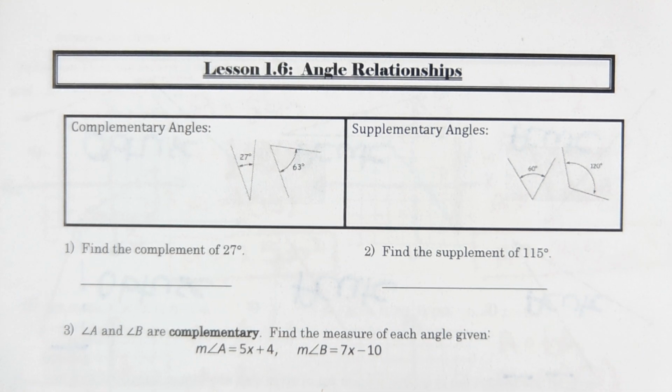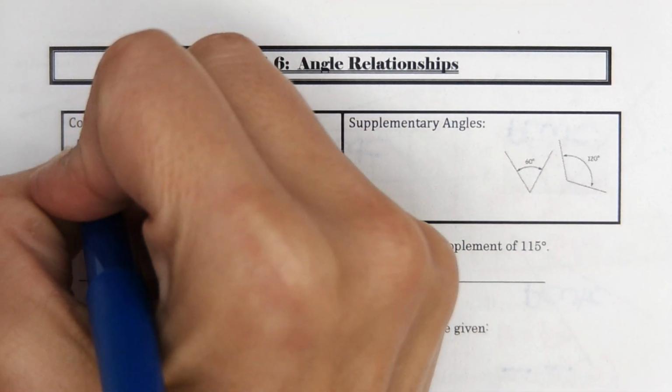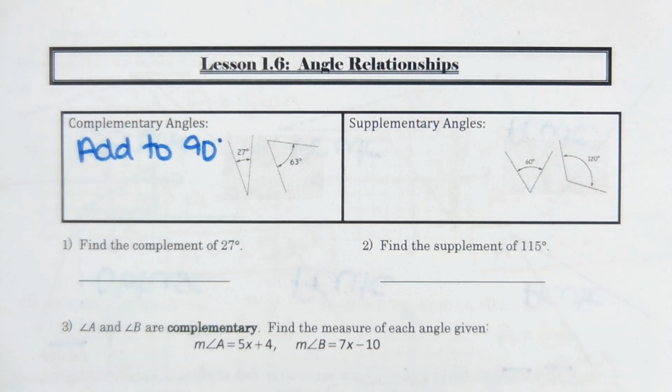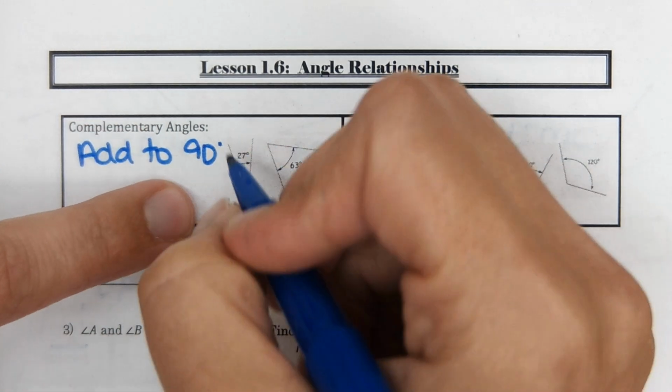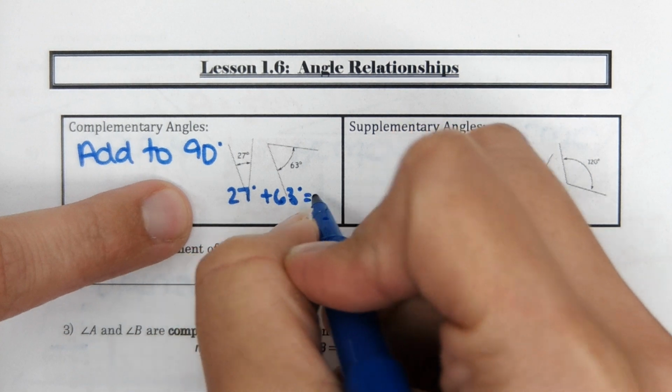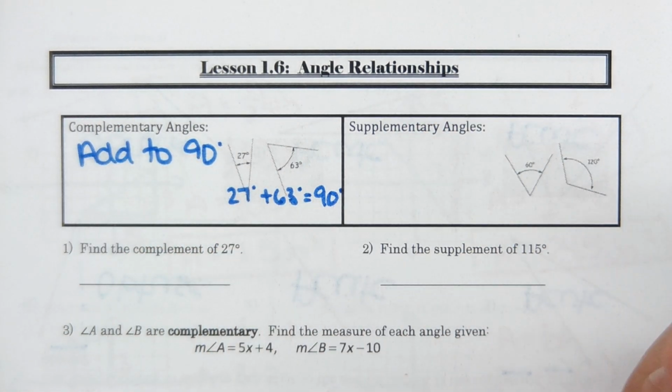Okay, so complementary angles add to 90 degrees. So if you forgot that, that's what makes complementary angles. So in the example here, there are two angles. One is 27 degrees and the other is 63 degrees. And those add to 90 degrees, making complementary angles.